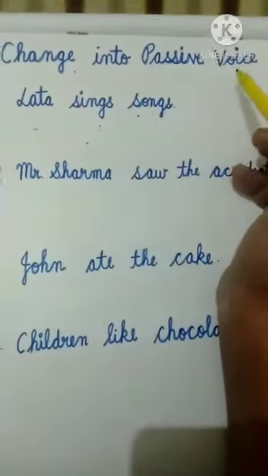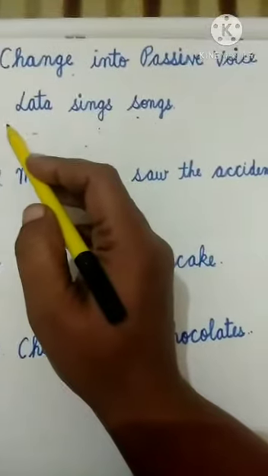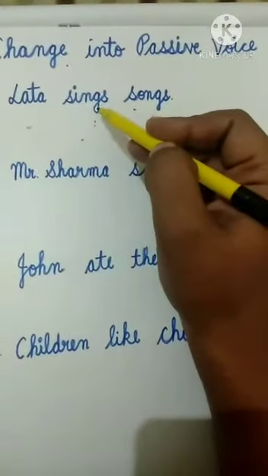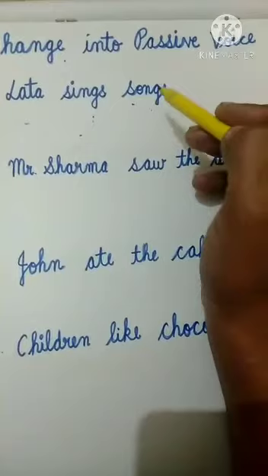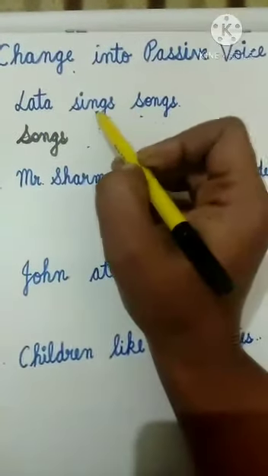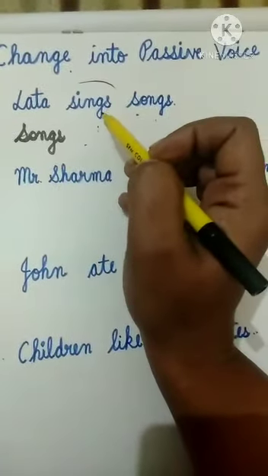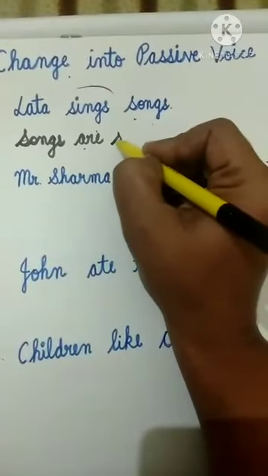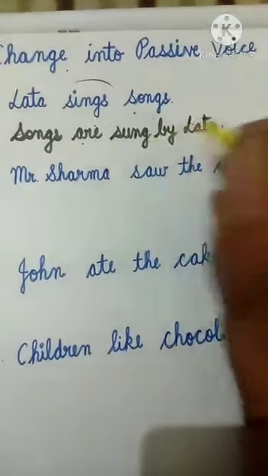Thus, we will do this exercise. Change into passive voice. These sentences are in active voice and we will change them into passive voice. See this first sentence. Lata sings songs. Here, Lata is subject, sings is verb and songs is object. How we will change into passive voice? Our object becomes our subject. So, songs. Now see, this is in present tense. So we will use is, am, are. Songs are. We will use are. What is the third form of sing? Sung. Songs are sung by Lata.